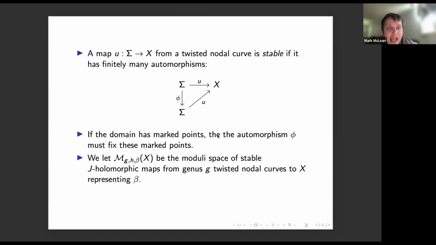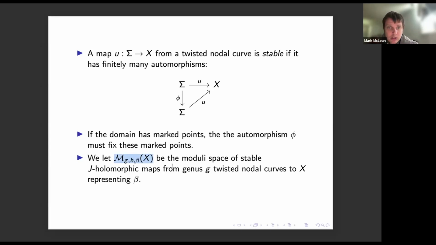And then we let M g h beta of x be the space of these maps. So it's a space of stable J-holomorphic maps, genus g, and it represents the class beta. Remember, beta is an H2 class that we fixed, an H2 class of the underlying coarse moduli space. So what we want to do is, I've just defined this really as just a set. It's not so bad to put a topology on this, and you could think of it as a topological space. But what I would really like to do is describe it in terms of global Kuranishi charts.